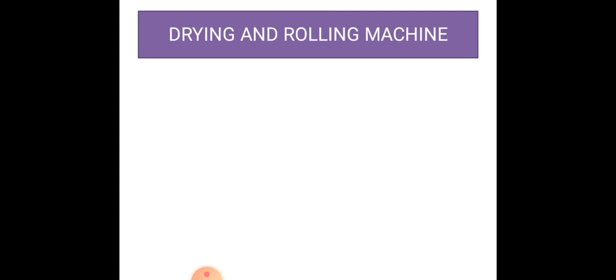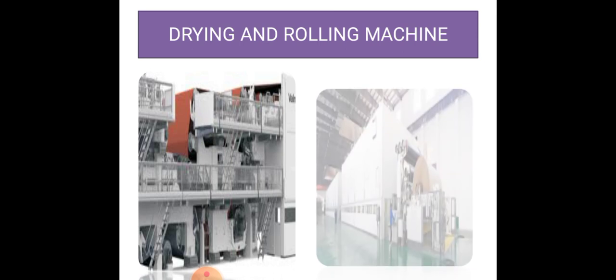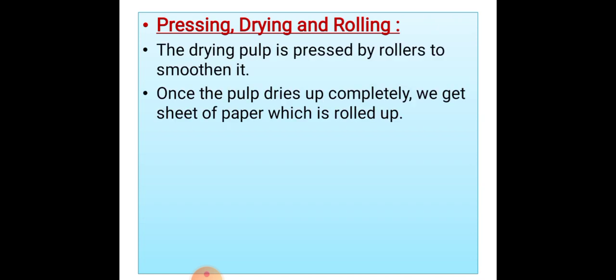Now the next stage will be drying and rolling machine. So pressing, drying and rolling. Pressing is being done. These are the machines. This is a drying machine, and this is the rolling machine. So you see the roller there. So what does it do? Let's take a look at it.